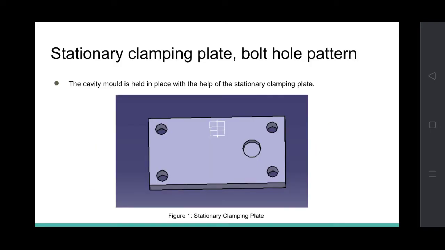The first one is the stationary clamping plate, ball and hole pattern. The cavity mold is held in place with the help of the stationary clamping plate. A seat for the runner system is located at the top of the stationary plate. The locating ring is inserted into a ball hole pattern on this plate. The purpose of the locating ring in the mold is to make it easier to position the mold such that the nozzle hole is in the clamping plate. Here is our design for the stationary clamping plate.